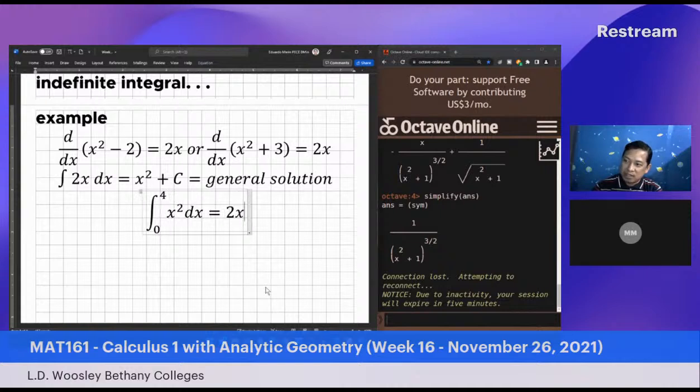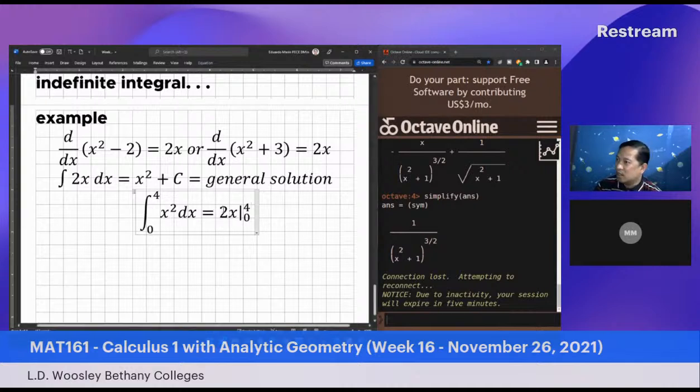So we have 2x evaluated from 0 to 4. Now, there is no plus C anymore, Micaela, because the limit is definite, from 0 to 4. When you are solving a definite integral, you don't have plus C anymore. You will only make use of plus C when you are dealing with an antiderivative, or sometimes you call it an indefinite integral. But for this case, we could evaluate 2x. My mistake, it should be 2x.